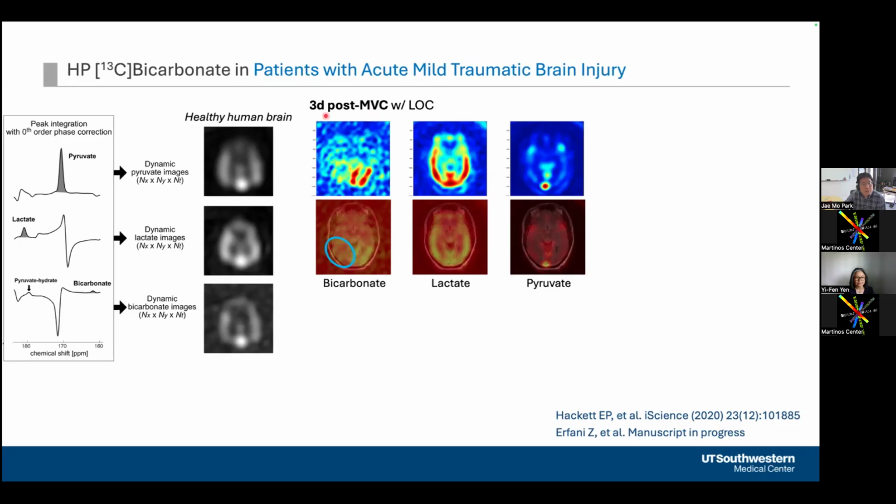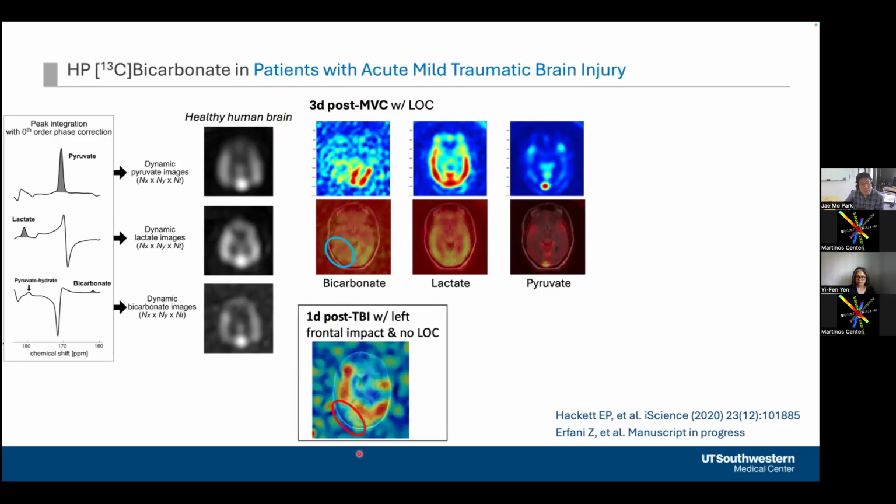And this patient had a motor vehicle car accident, and we recruited him 3 days after, and then he had a loss of consciousness after the injury, and then airbag deployed, and he didn't remember where he got impact, but his bicarbonate image was much lower in one side of the hemisphere compared to the other. The lactate and pyruvate were kind of normal.